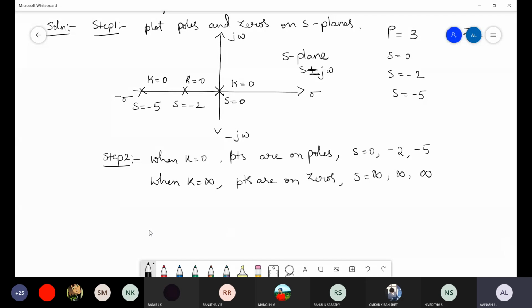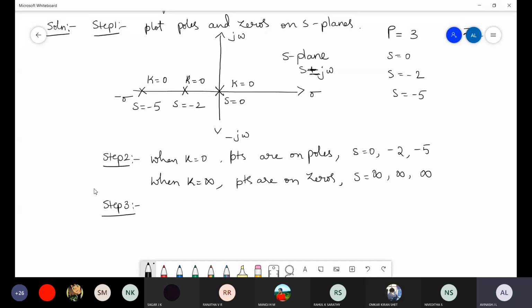This is step number 2. So I can say that for every pole there should be a zero. That is also one of the understandings you can make. Now step number 3.